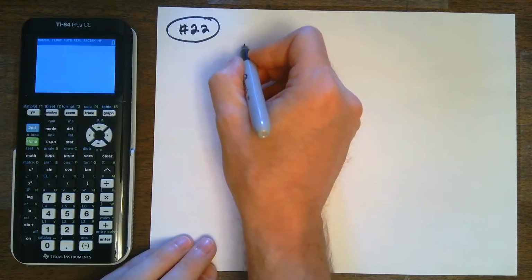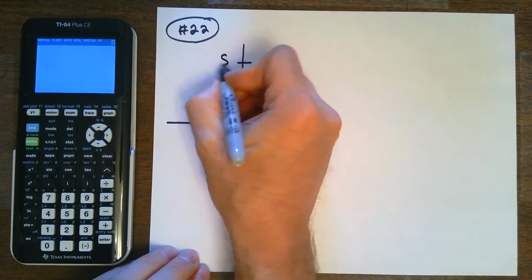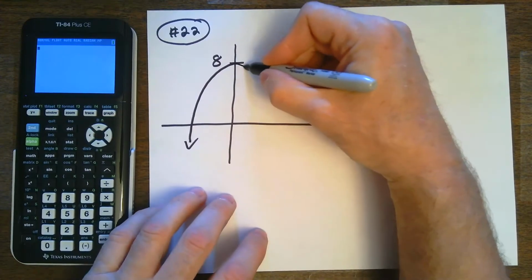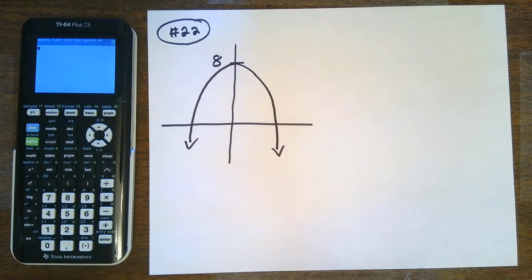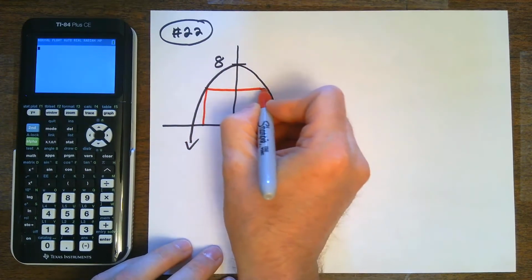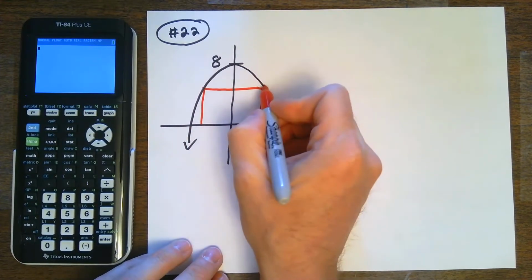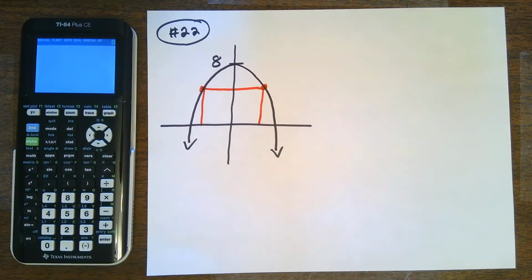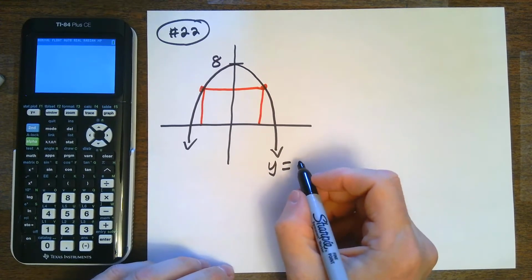If I draw a quick diagram of this thing, I know that the vertex is going to be here at 8. It's going to open down. Oh, I should have used a different color other than black. Oh well. And I'm interested in the inscribed rectangle that has the x-axis as a base and the other vertices on the curve. And remember, this curve is the curve y equals 8 minus x squared.